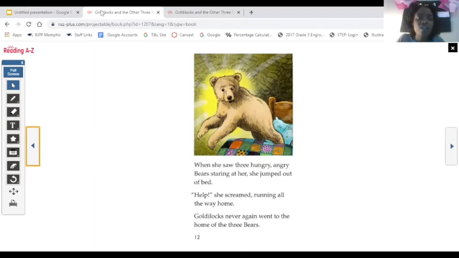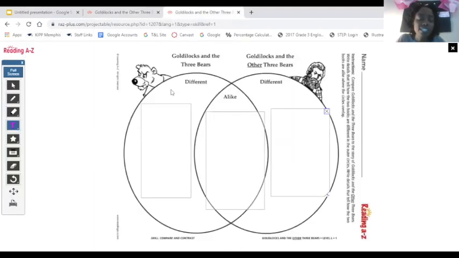Okay, now let's compare and contrast the 2 stories. Let's start out with Goldilocks and the 3 bears. In the original version, what was the difference? Can you think of the difference?